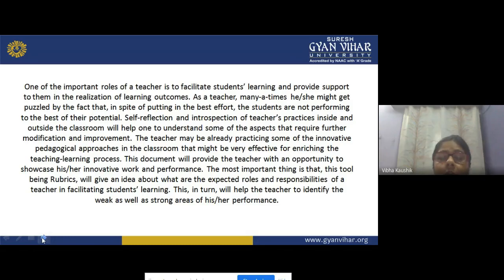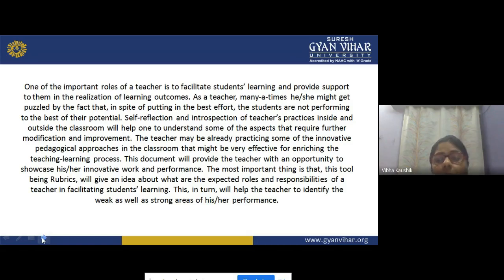Self-reflection and introspection on teachers' practice inside and outside the classroom will help one to understand some of the aspects that require further modification and improvement. Now, the self-assessment tool will help teachers to know in which areas he or she has to improve or which require further modifications from her side, so that the teaching learning process will be more effective and qualitative improvement can be done.